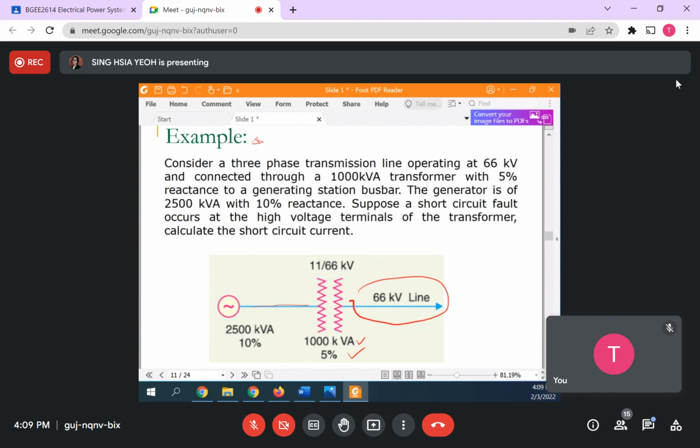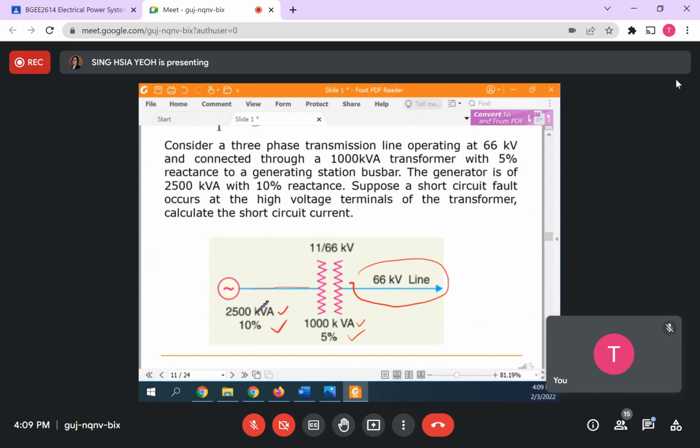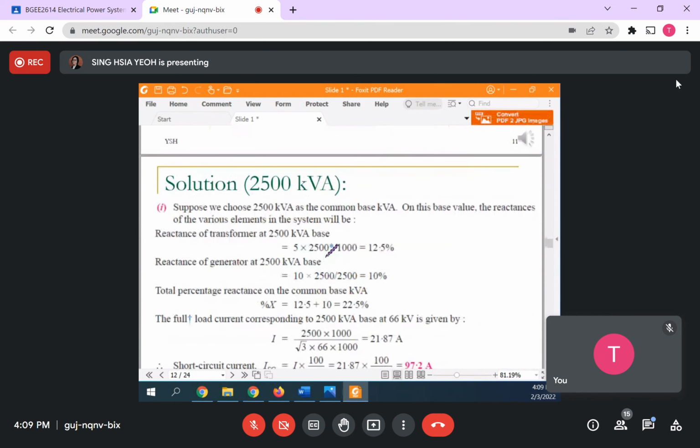The generator is 2500 kVA with 10% reactance. Can you see? This one is 1000 kVA, this one is 2500 kVA. Then definitely they will tell you a base kVA. Suppose a short circuit fault occurred at the high voltage. High voltage means here, the terminals of the transformer, not the line on the terminal. Then calculate the short circuit current.